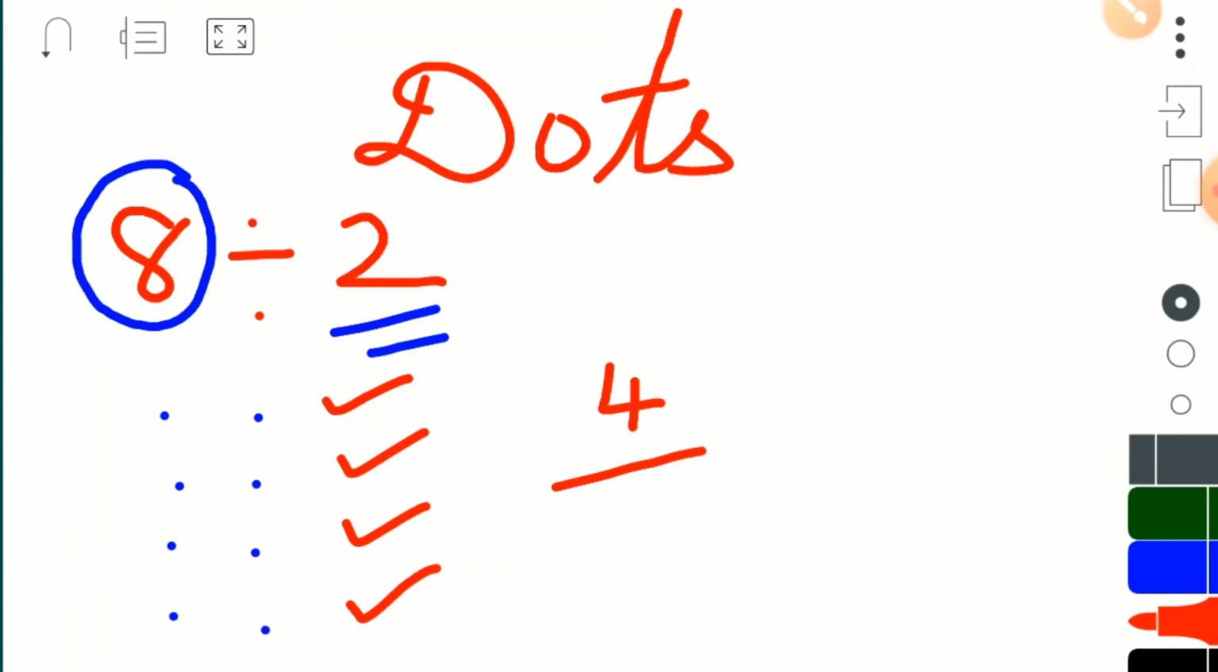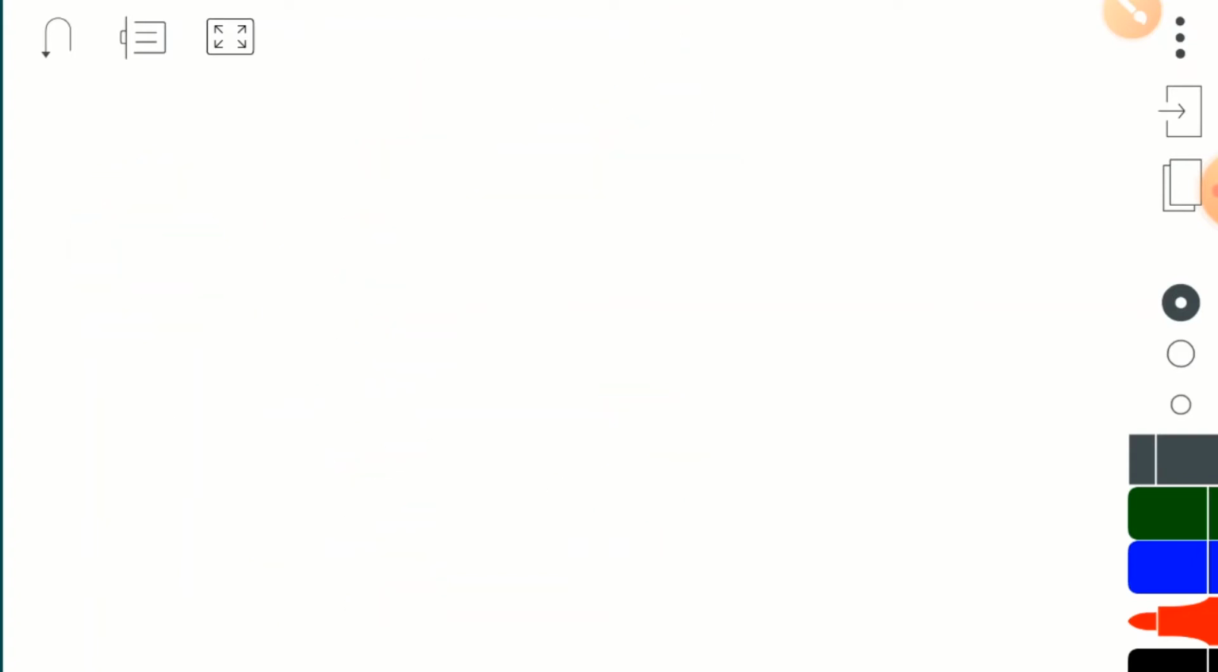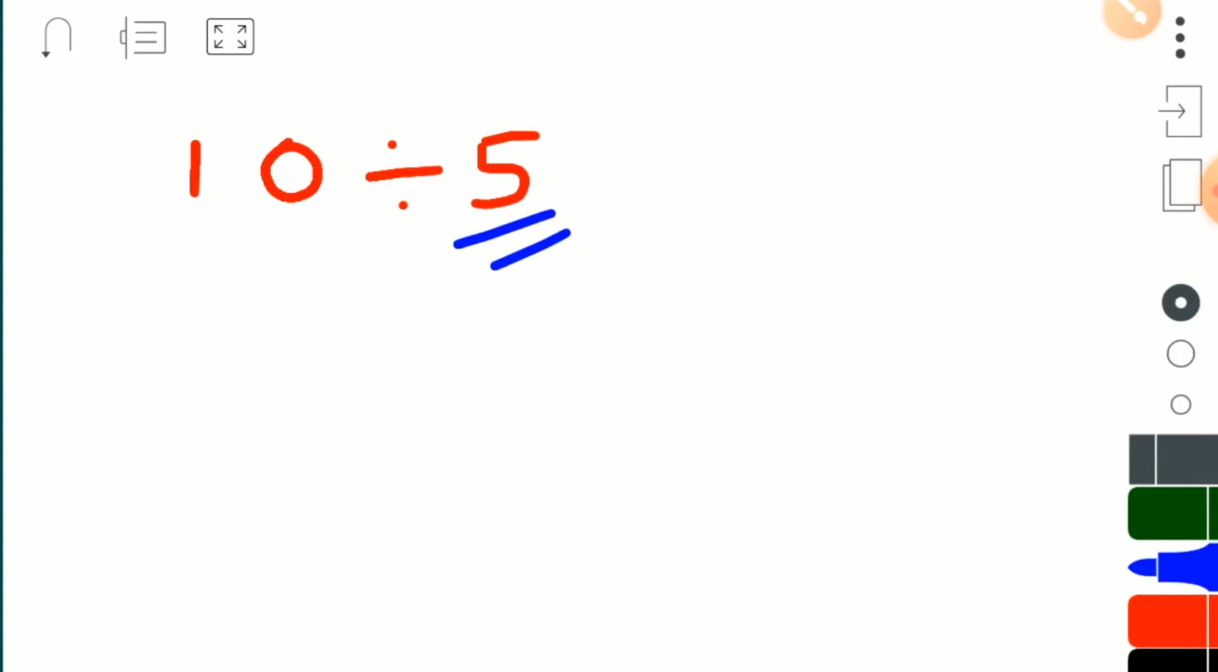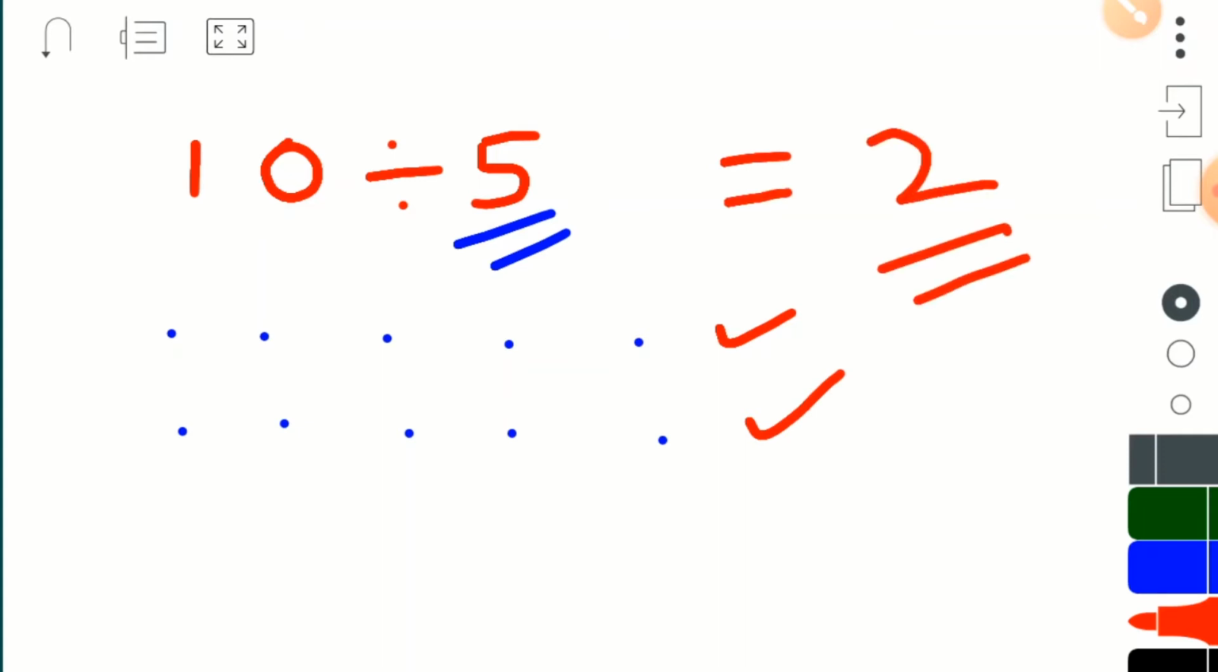Let's see one more example. 10 divided by 5. Now here in the first row, how many dots will come? 5. Let us put the dots. 1, 2, 3, 4, 5. Now we will count till 10. 5 we have completed here. 6, 7, 8, 9, 10. So we will stop at 10. Now how many rows are there? 1 and 2. So your answer will be 2. So this is the dots method.